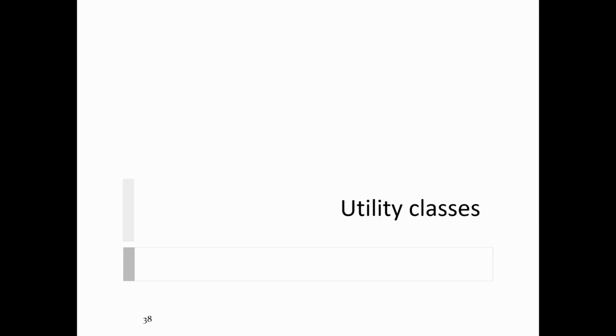All right, so utility classes. We've actually seen utility classes already. So in your assignment 1 and 2, the Life2 class is a utility class, right? It's a class where everything is static.